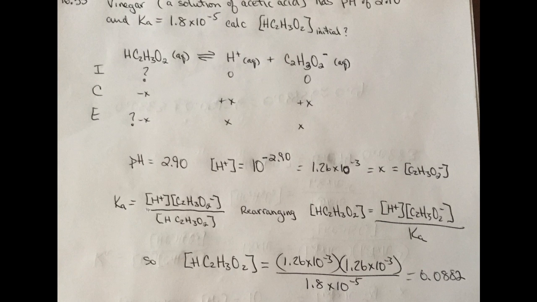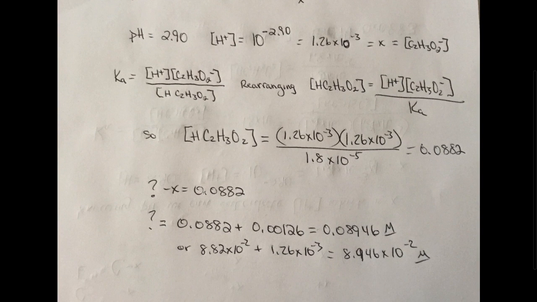Okay, we got our K expression then. H plus times C2H3O2 minus concentration over HC2H3O2 concentration. We'll rearrange that because we know H plus, we know C2H3O2, we know Ka. We don't know HC2H3O2. We'll rearrange to solve for the one we don't know, do the algebra before we do the math. H plus times C2H3O2 over Ka will be that. So 1.26 times 10 to the minus 3, 1.26 times 10 to the minus 3, those are both X. 1.8 times 10 to the minus 5 is Ka. Plug and chug, I get 0.0882.